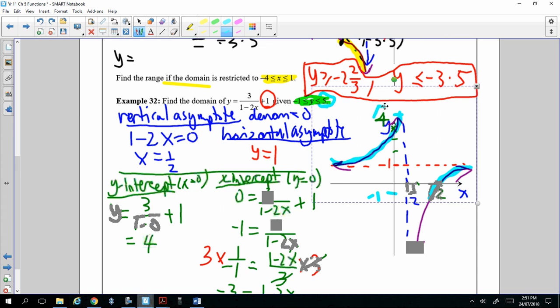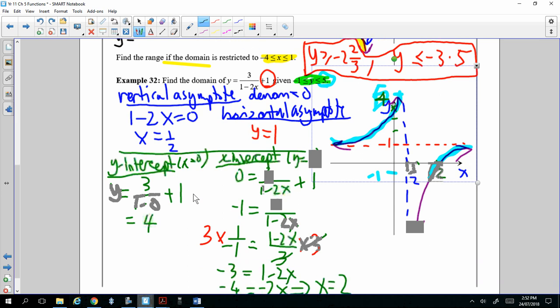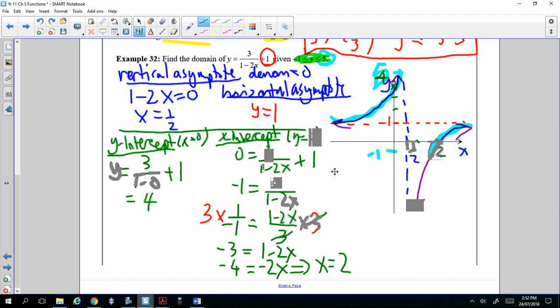So we get the black pen. Okay, we're going to substitute. Oh no, it's very hard. Okay, when y is equal to -1, what's x equal to? So you substitute -1 into the formula. -1 equals 3 over 1 minus 2x, plus 1. Should have picked the easy example.